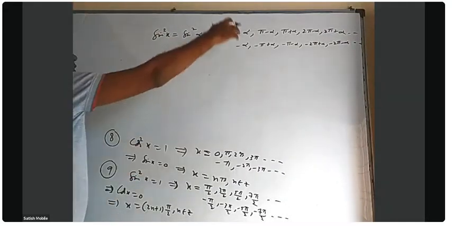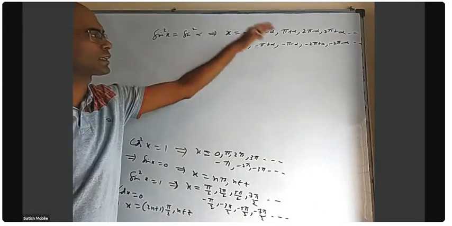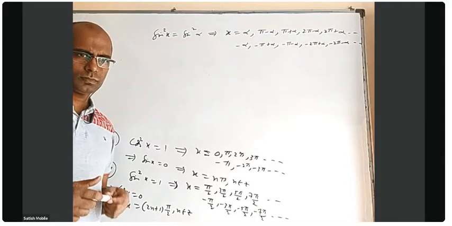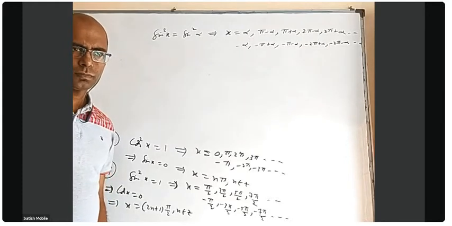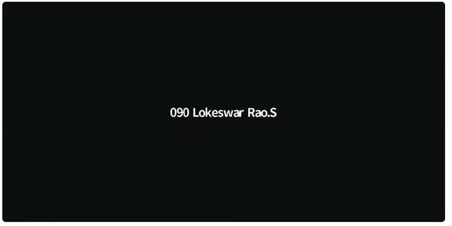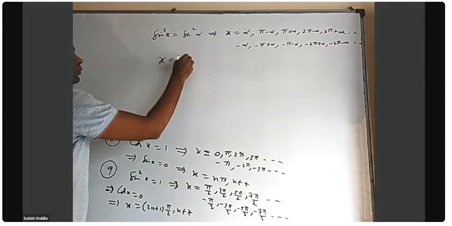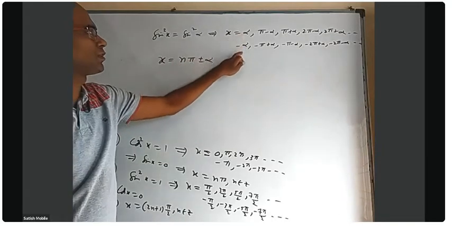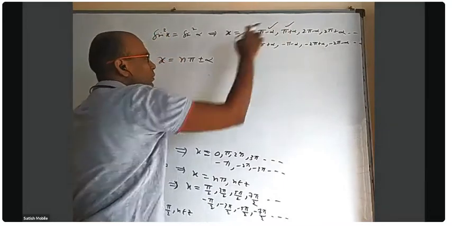Anybody want to tell how to write all these answers put together? How to write x in terms of alpha, taking care of all these options? Integral multiples of pi plus or minus alpha. Excellent, very good. n pi plus or minus alpha. If you take n equal to 0, these two will be covered, plus or minus alpha. If you take n equal to 1, these two will be covered, pi plus alpha, pi minus alpha.